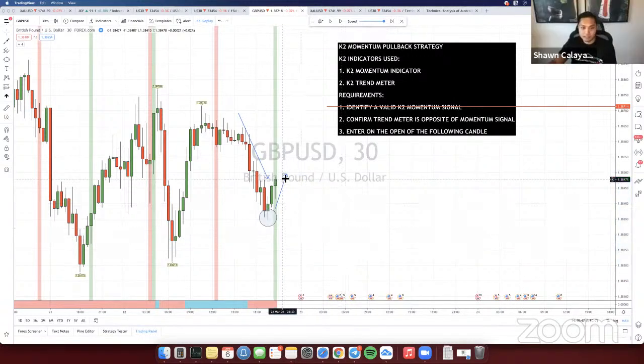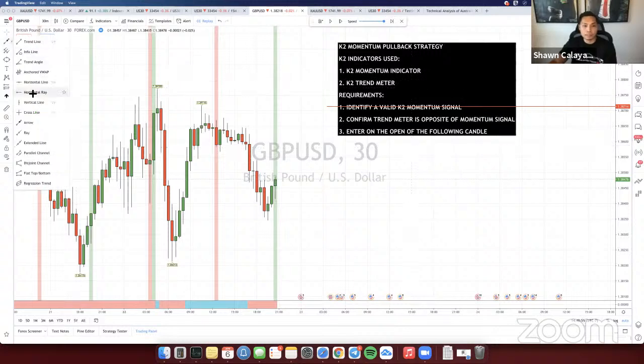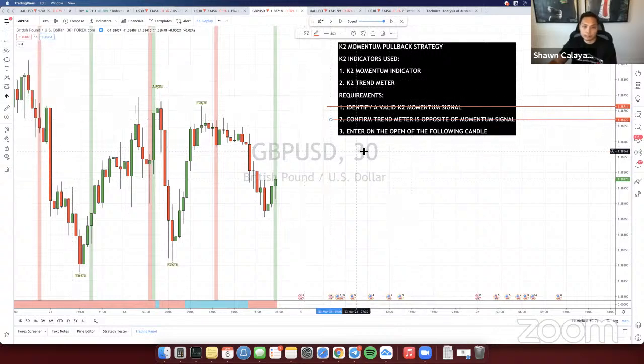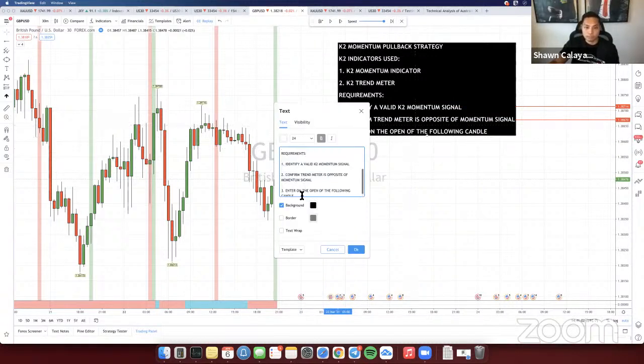All right, so with that right there, we have the first requirement right here. We have a valid signal. The second requirement, we confirm that the trend meter is opposite. So with that said, we cross that off. Last thing is to enter on the open of the following candle. Or actually, sorry, this is going to be enter on the low of the following candle for a sell.